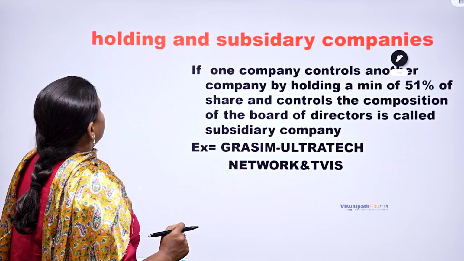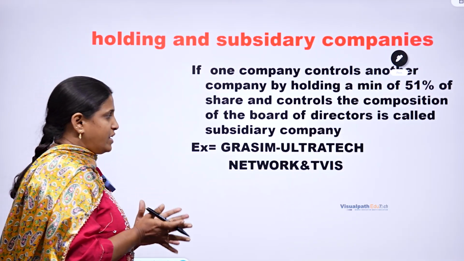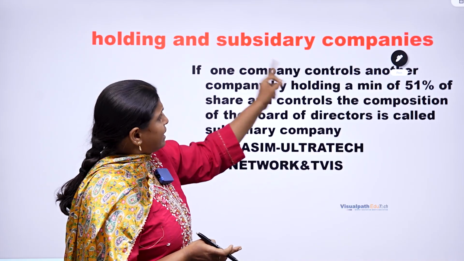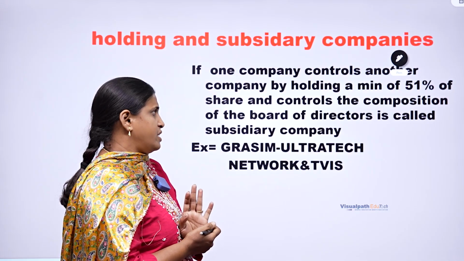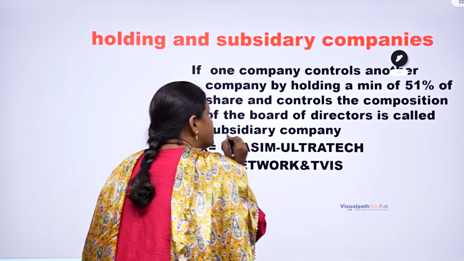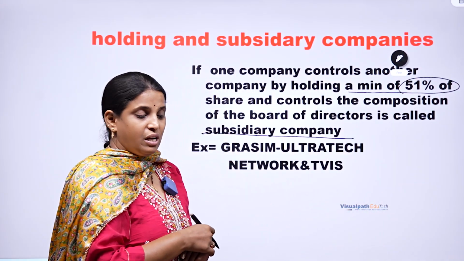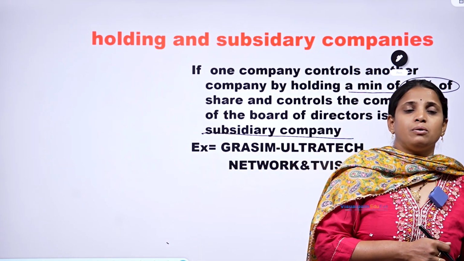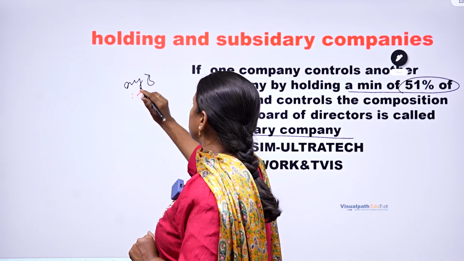Okay. Now, holding and subsidiary company. Now, very, very easy, holding and subsidiary company. If any company controls another company by holding a minimum of 51% of shares and controls the position of the board of directors, it is known as a holding company, and the other is the subsidiary company. You have to remember this 51% of the shares. Suppose initially I was a 10% holder of a company called XYZ.